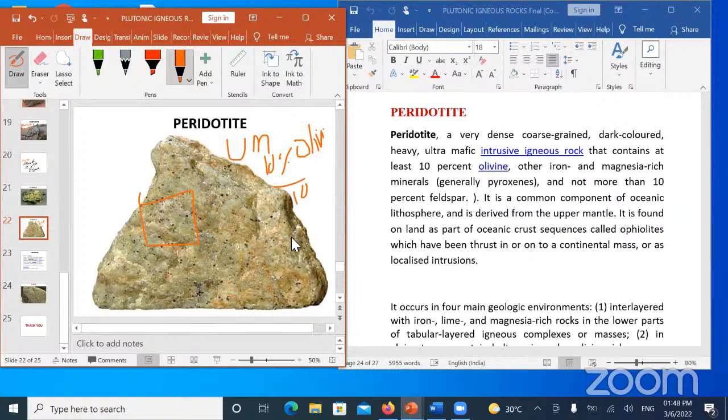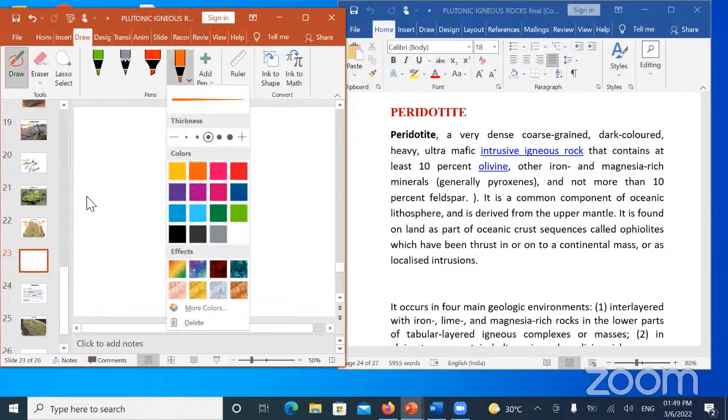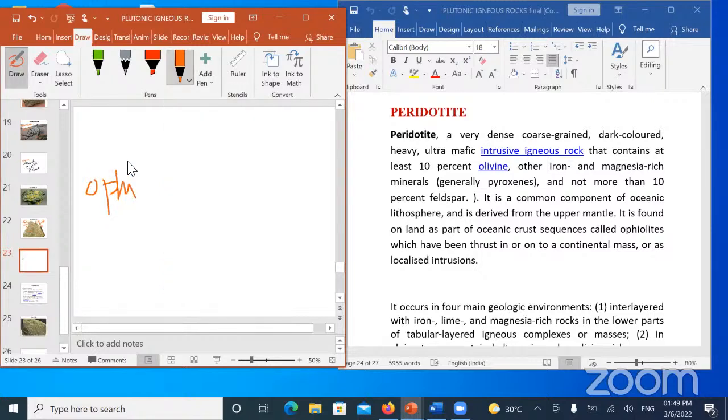It is a common component of oceanic lithosphere and it is derived from the upper mantle of the earth, right? Crust, mantle, core. So this is the mantle, the upper mantle of the earth. It is found on land as part of oceanic crust sequences, which are called ophiolites, which have been thrust in or onto a continental mass, or as localized intrusions.